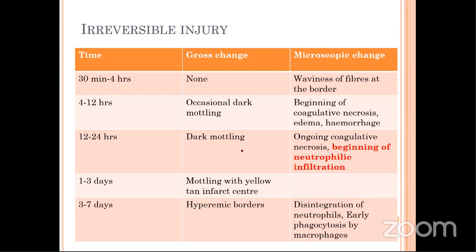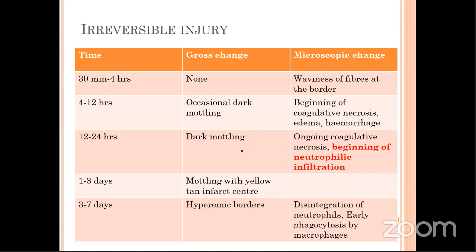From 1 to 3 days, this mottling alternates with yellow tan infarct center. And from 3 to 7 days, there are some hyperemic borders along with the mottling. And in microscopy, you see that neutrophils start to disintegrate, and they are replaced by macrophages. So there is early infiltration of macrophages.